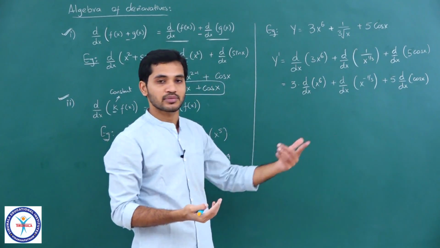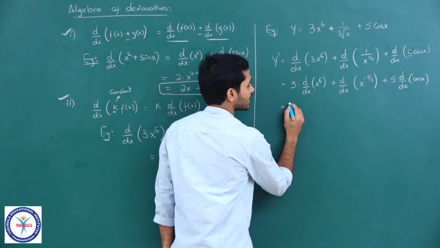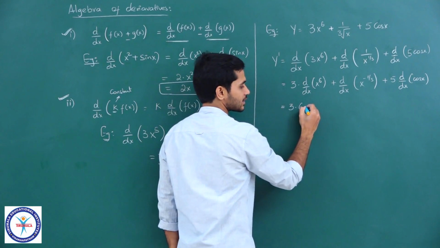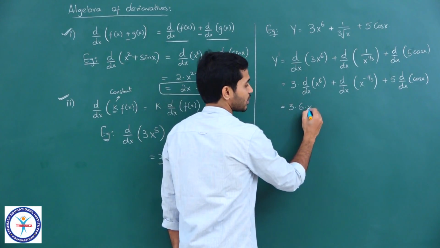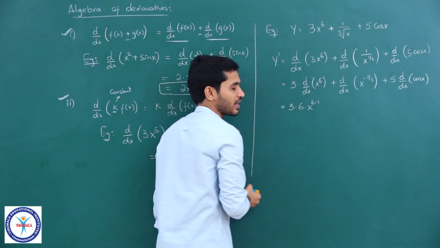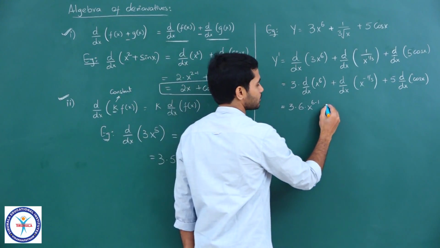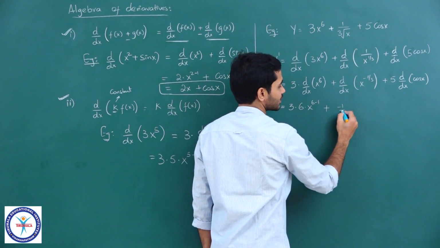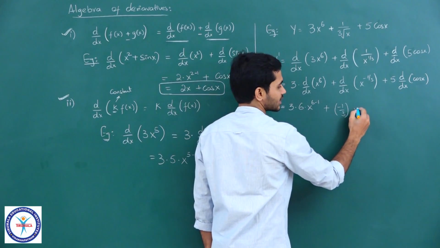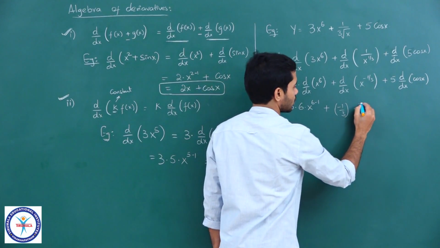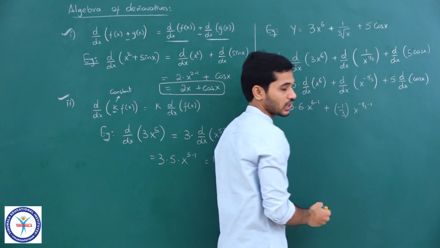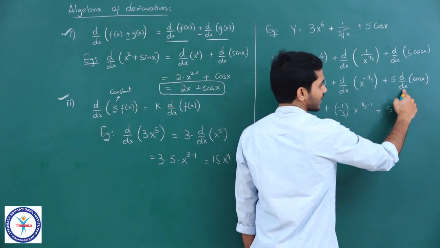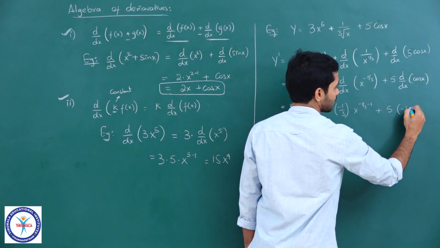So, that is it. We can just substitute the values now. So, I would be getting 3 into, what is this? Take the power to the front, 6 into x power, decrease the power by 1, 6 minus 1, right, plus here. So, take the power to the front. So, minus 1 by 3 into x power, decrease the power by 1, minus 1 by 3 minus 1, correct, plus 5 into the derivative of cos x with respect to x is directly minus sin x.